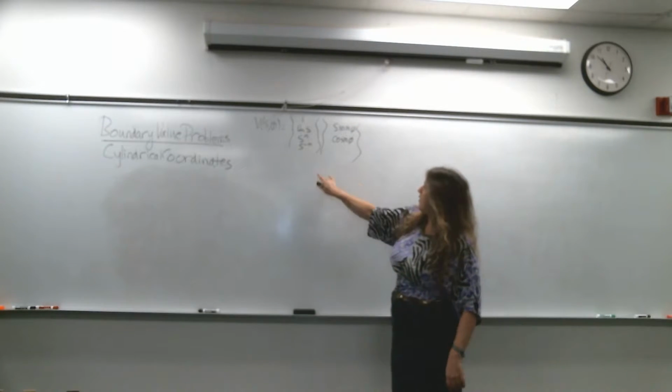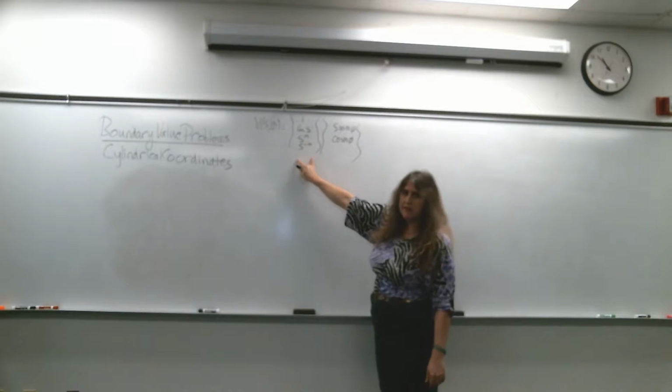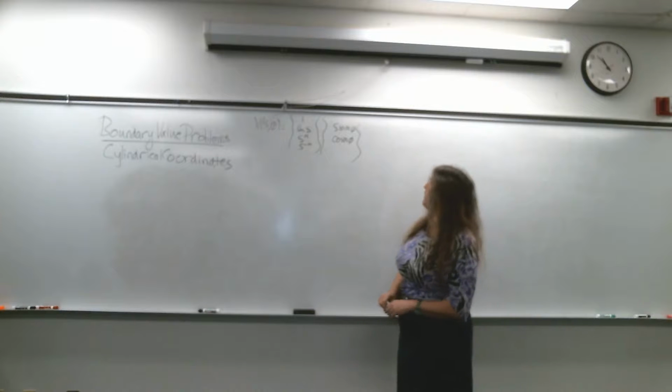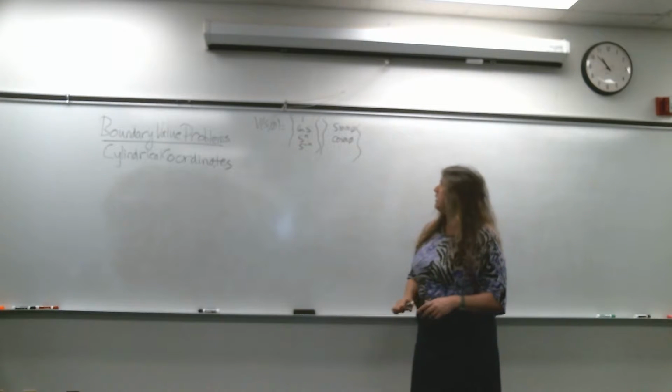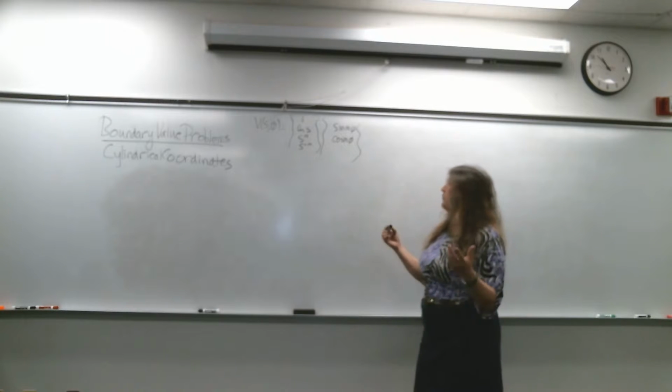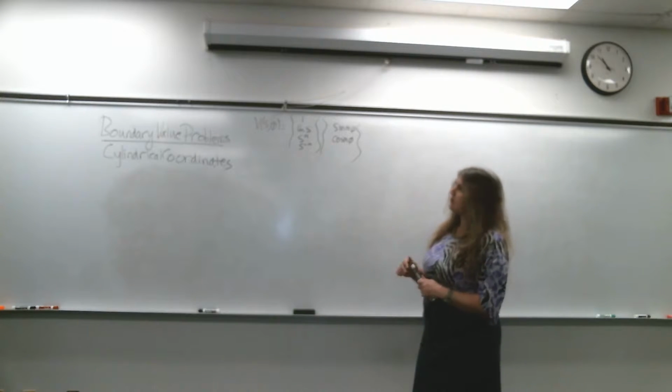The potential is going to be some combination of 1, natural log of s, s to the n, s to the minus n, times some linear combination of sine n phi, cosine n phi, and basically potentially summing over an infinite number of n terms.